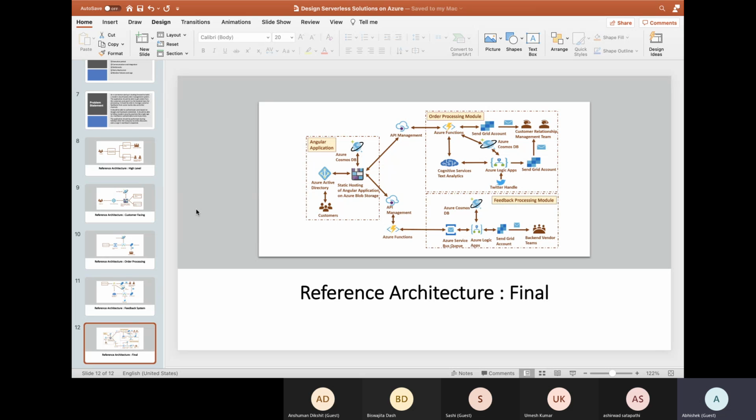Then again, there would be another activity function. From that, another two parallel functions will spin out. So whenever we have complex orchestration scenarios, go for durable functions.